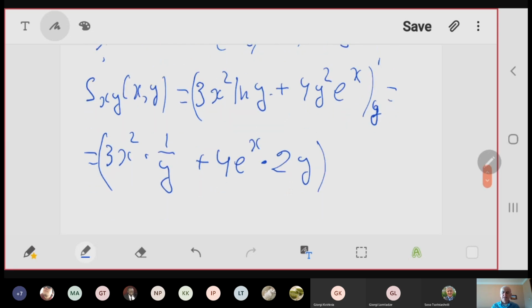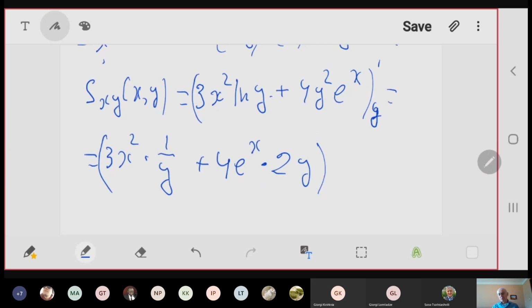But I prefer to write it in detail. Sure. So now you can rewrite it, and I can correct here. I have this opportunity, and I will write here that it's 8 times y e to power x. And this is the final answer. And also I don't need this parenthesis.